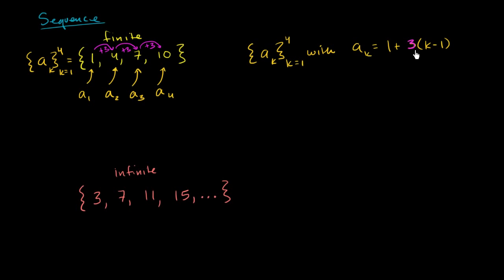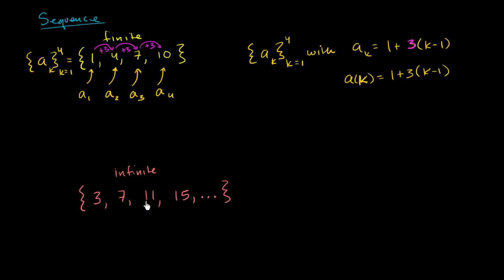I want to make it clear, I've essentially defined a function here. If I wanted in more traditional function notation, I could have written a of k, where k is the term that I care about. A of k is equal to 1 plus 3 times k minus 1. This is essentially a function where an allowable input, the domain, is restricted to positive integers.